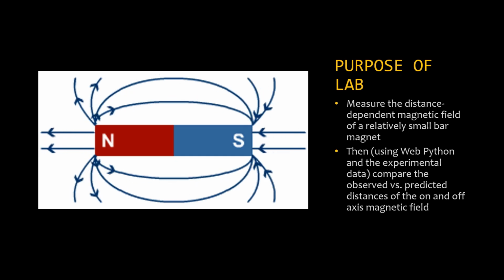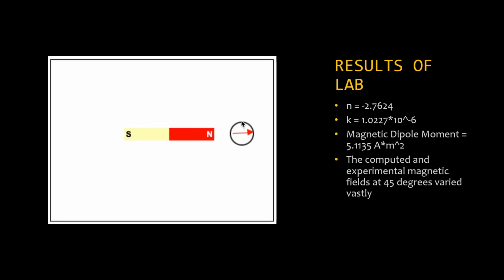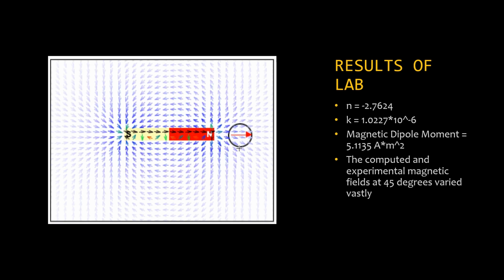So the purpose of this lab was to measure the distance-dependent magnetic field of a relatively small bar magnet, and then, using WebPython and experimental data, compare the observed versus predicted distances of the on and off-axis magnetic field. Some of the results of this lab: the n factor ended up being negative 2.7624, k ended up being 1.0227 times 10 to the negative 6, the magnetic dipole moment ended up being 5.1135, and the computed and experimental magnetic fields at the 45 degrees varied vastly.